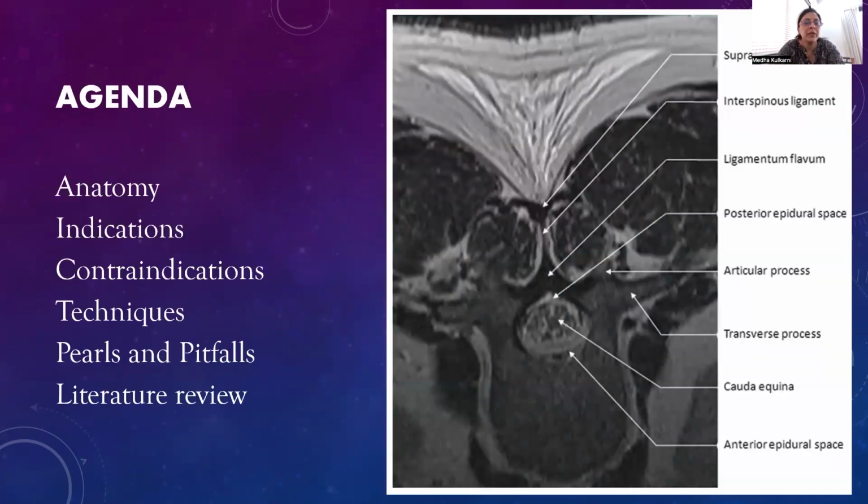And to begin with, we are going to refresh our knowledge of anatomy of the epidural space, then consider the indications, contraindications, and techniques of the lumbar and thoracic epidural, followed by the nuances of pearls and pitfalls of the procedure. And to conclude, we are going to go through the literature review. So this will be my agenda for the next 15 to 20 minutes.